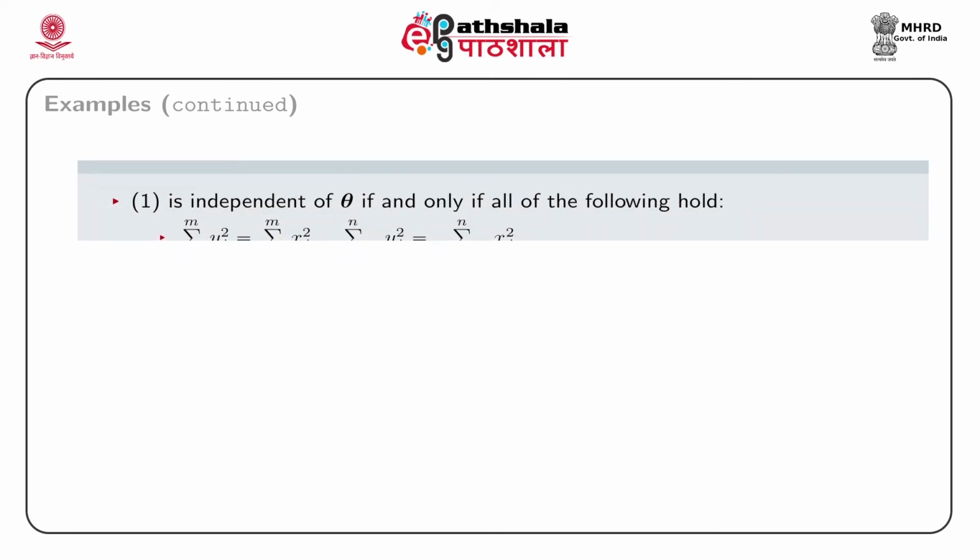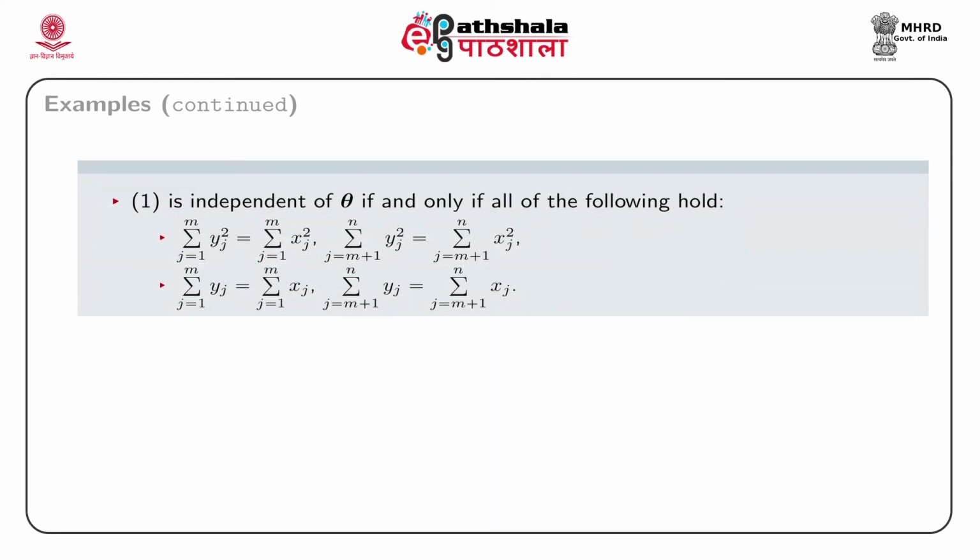which is independent of theta if and only if the summation over i from 1 to m of yi squared equals the summation over i from 1 to m of xi squared, the summation over i from 1 to m of yi equals the summation over i from 1 to m of xi, the summation over i from m plus 1 to n of yi squared equals the summation over i from m plus 1 to n of xi squared, and the summation over i from m plus 1 to n of yi equals the summation over i from m plus 1 to n of xi.